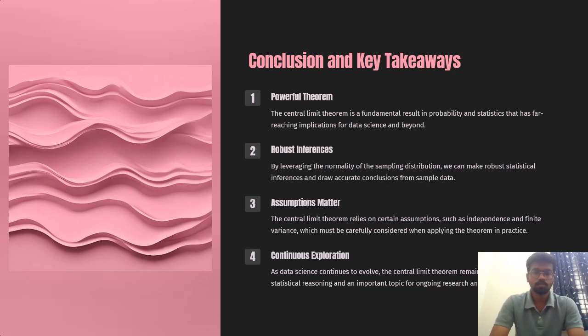The third one is that assumptions matter. The central limit theorem relies on certain assumptions such as independence and finite variance, which must be carefully considered when applying the theorem in practice. And the fourth takeaway is continuous exploration. Data science facilitates continuous exploration in the field of the central limit theorem and so on.